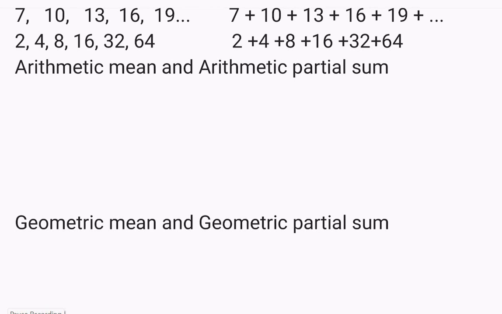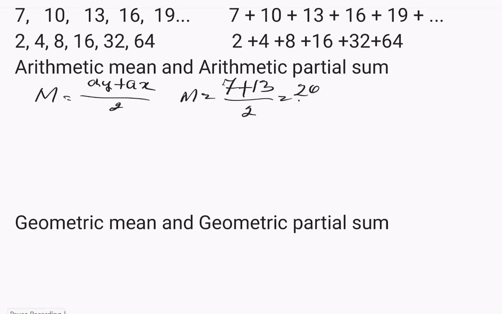Some of the formulas we need: mean. Sometimes you're asked for the arithmetic mean. So m equals the average of two terms, a sub y plus a sub x divided by 2. For instance, if we want the mean of a sub 1 and a sub 3 in the top arithmetic sequence, we have m equals 7 plus 13 divided by 2 equals 20 divided by 2 equals 10. So it's always the middle number.